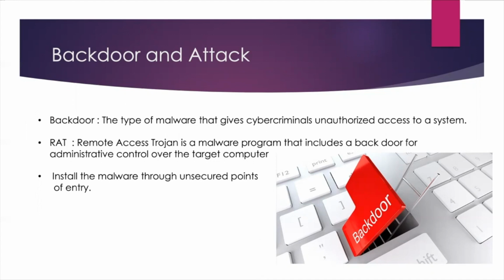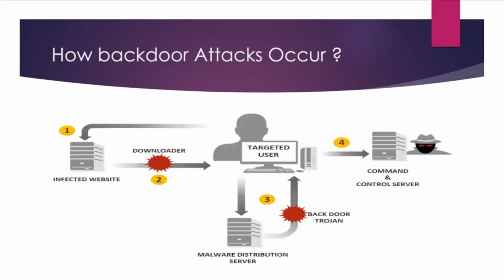That's why it's always advised to have the ports closed which are not required, or at least some security must be implemented, like a firewall and all. This diagram shows how a backdoor attack occurs. It shows 4 steps: once the user visits the infected website, it downloads some malware, which is injected into his system. Now the backdoor is created from the Trojan, and now the hacker will have command over that user machine or the server.